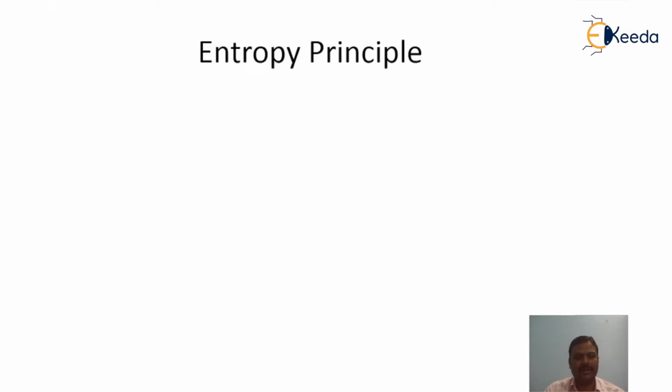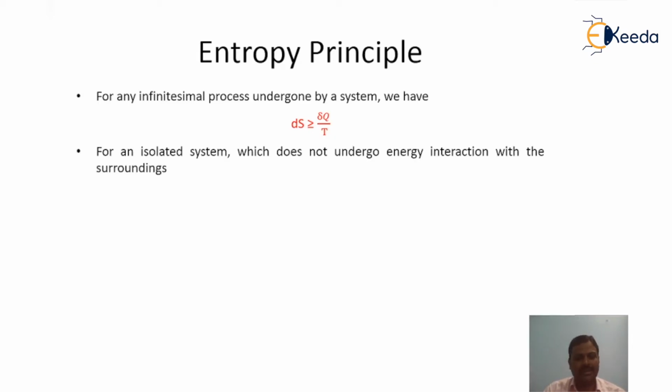So for that, let's have, for any infinitesimal process undergone by a system, dS is greater than or equal to delta Q divided by T. For an isolated system, which does not undergo any energy interaction with the surroundings, in that case dQ is equal to 0. Therefore, for an isolated system, dS isolated is greater than or equal to 0. In this term, if this delta Q term becomes 0, so this dS isolated is greater than or equal to 0.